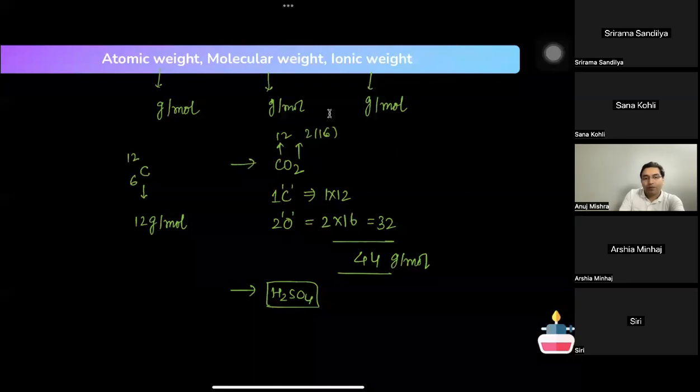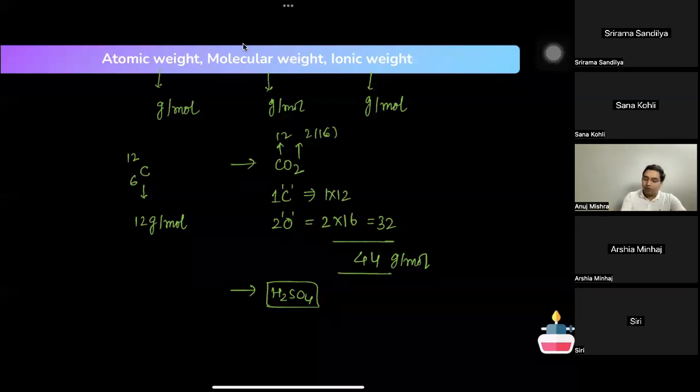H2SO4. I'm waiting for answers in chat box for this question. 108 gram per mole. No, Manan Vashist, you made some mistake. Do it carefully. H2SO4. Anumanya Jaiswal, Nandita, 98 gram per mole. 98 gram per mole is the correct answer.